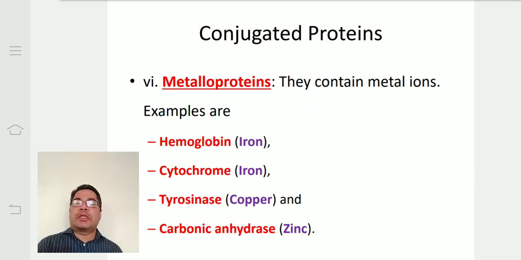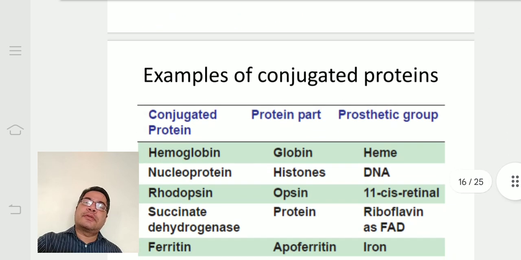Next is metalloproteins. They contain metal ions. Example, hemoglobin contains iron. Cytochromes also contain iron. Tyrosinase contains copper and carbonic anhydrase contains zinc.